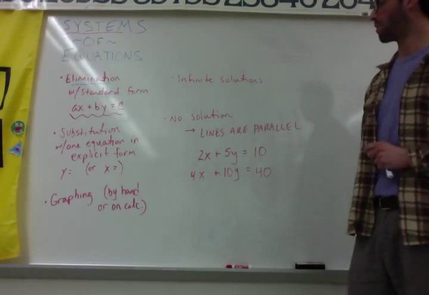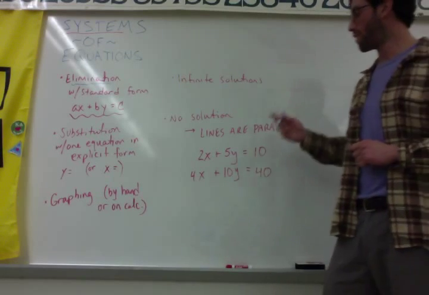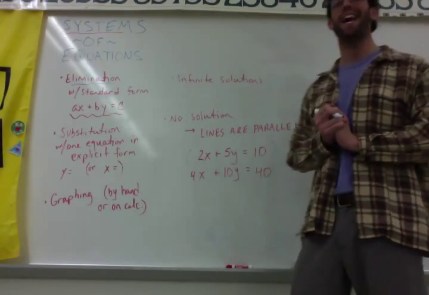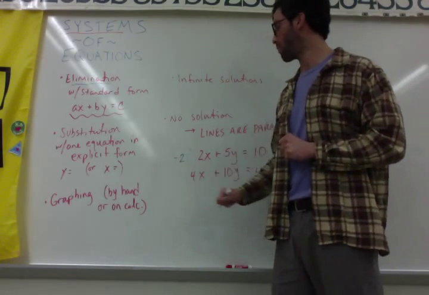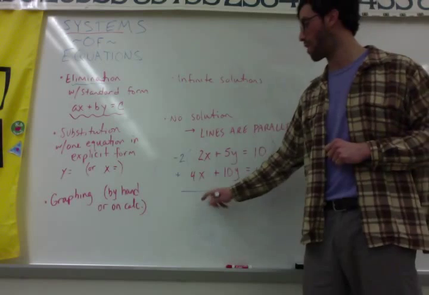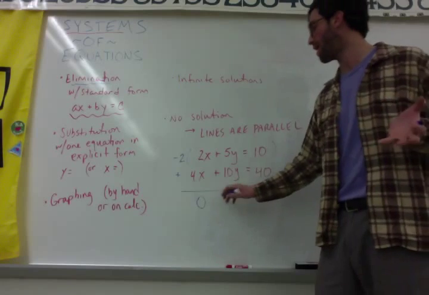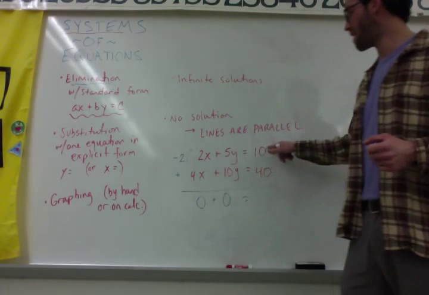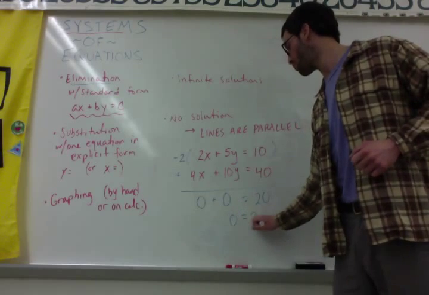Here, because we have something that's not in explicit form, we want to use elimination. So let's say we want to eliminate the x's. Well, we would multiply the top equation by -2, right? So that when we add the two equations, the x's will drop out. So multiply the equation by -2, add them up. -2 times 2x is -4x plus 4x is 0, so 0x. -2 times 5y is -10y plus 10y, we get another 0. We have 0x and 0y equals, that's -20 plus 40, which is 20. So we get an equation that says 0 equals 20.